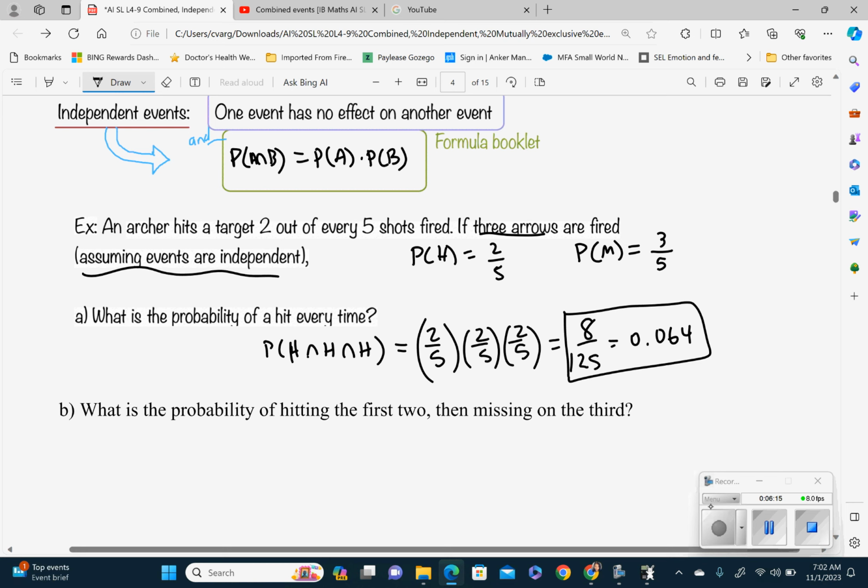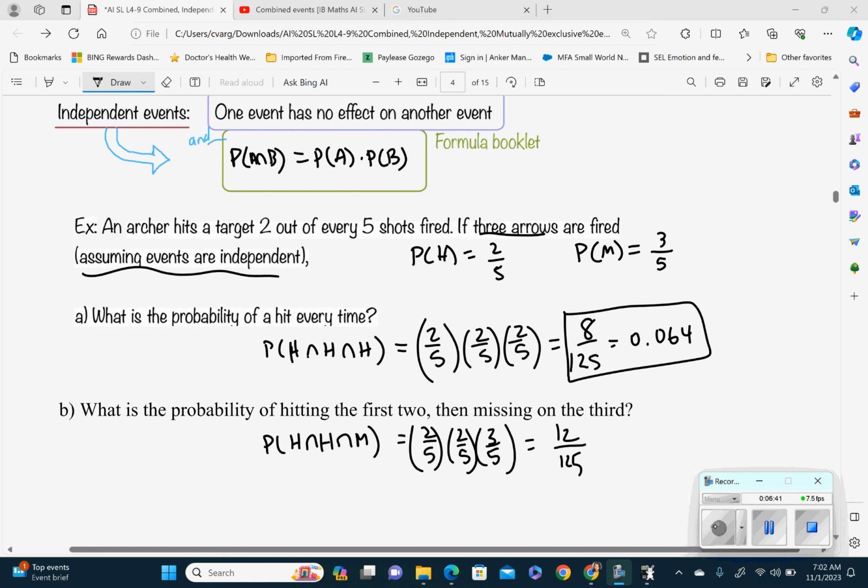So what is the probability of hitting the first two? So probability of a hit and a hit, then missing on the third. Okay, so a hit and a hit, 2/5 times 2/5, right? And a miss, so the probability of a miss is 3/5, 3 out of 5, and this is going to give me 12 out of 125. And so when you plug this in, you're going to get 0.096, and either answer will work.